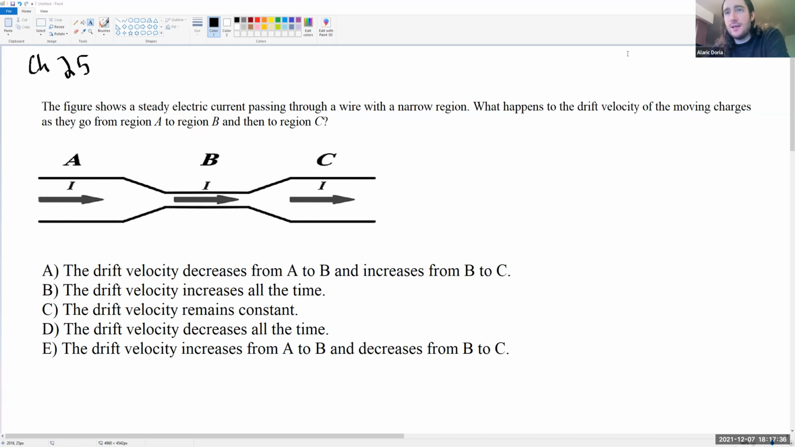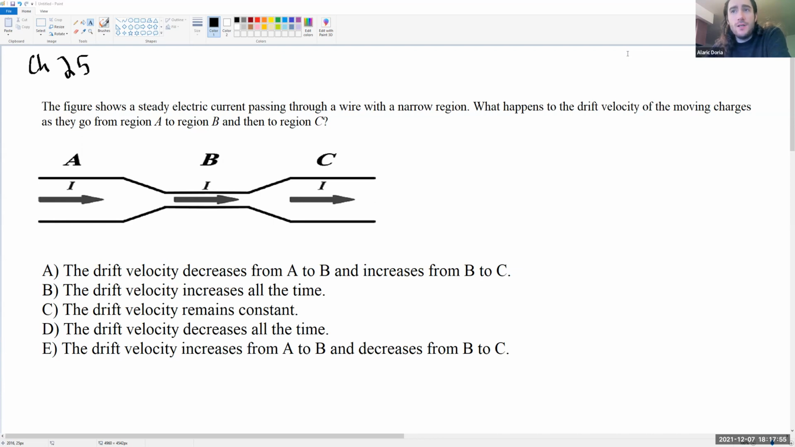So in the figure you can see here in region A, we have a wire with a wide diameter, and that diameter decreases as we go into region B. And then from region B back to region C, the diameter increases again back to the original diameter.